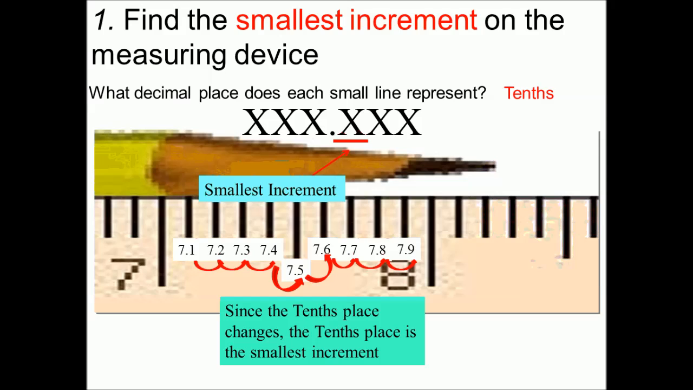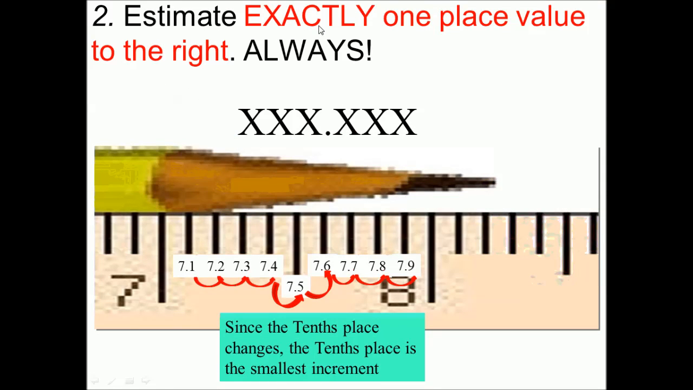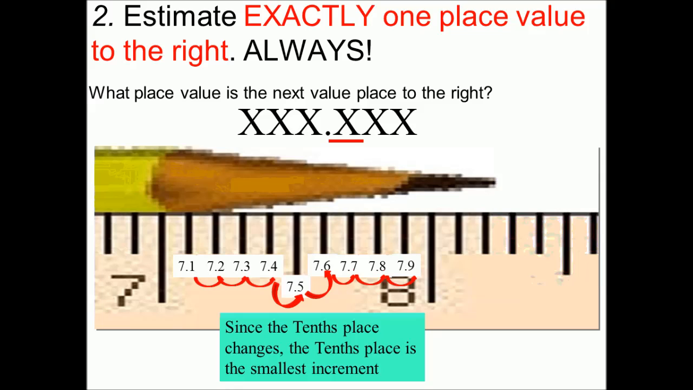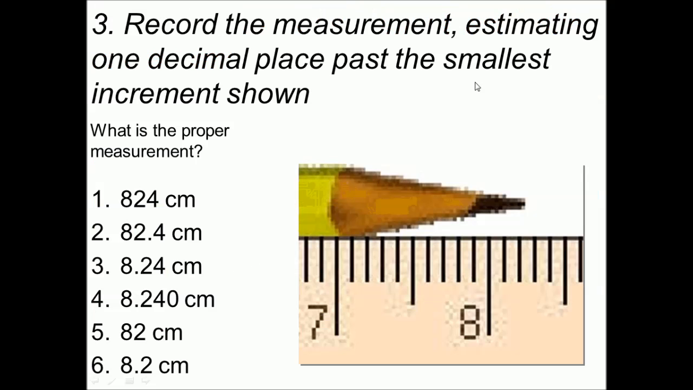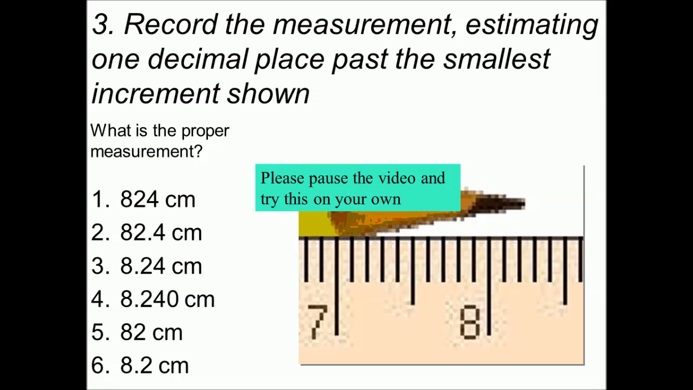So let's go on and practice step number 2. Step number 2 says, estimate exactly one place value to the right, always. Remembering back to the previous slide, our smallest increment was the tenths. So if we want to figure out what place value is to the right, it's going to be our hundredths. So when we're measuring with this measuring device, it's telling us that no matter what, we have to measure to the hundredths place, every single time, because the smallest increment is the tenths. Now step number 3 is really just writing it down. For this, I would like you to please pause the video, try this on your own, and figure out the length of this pencil.